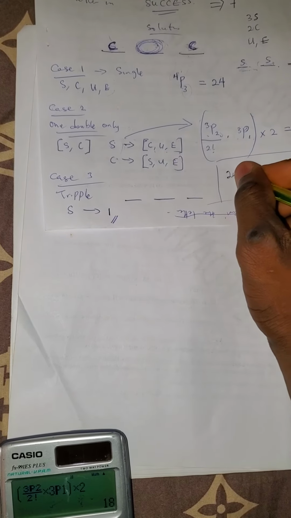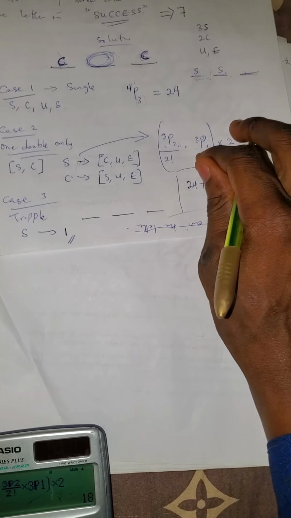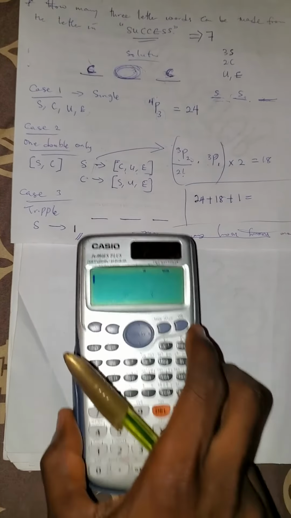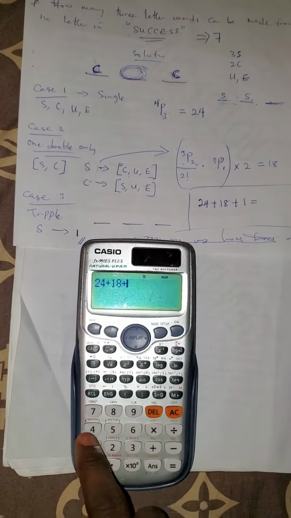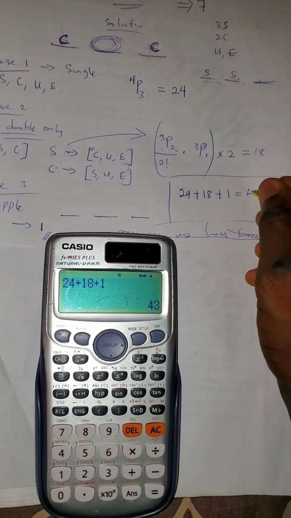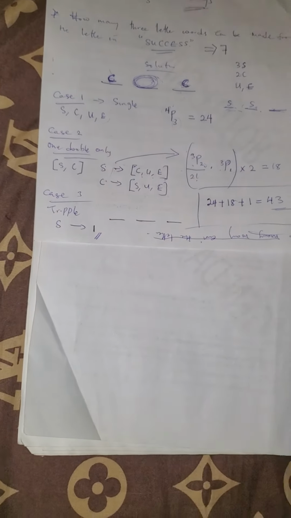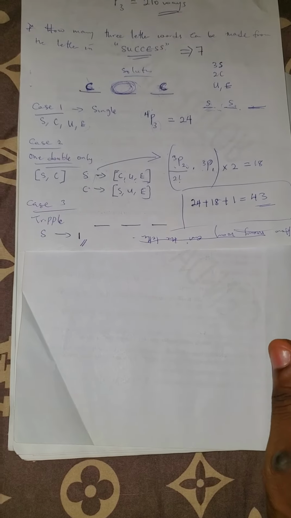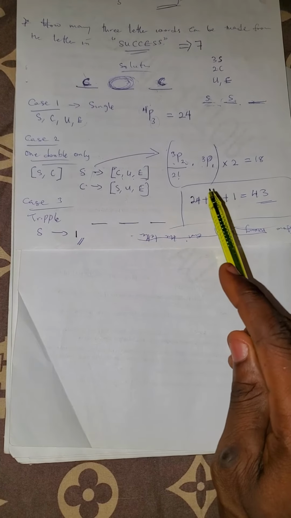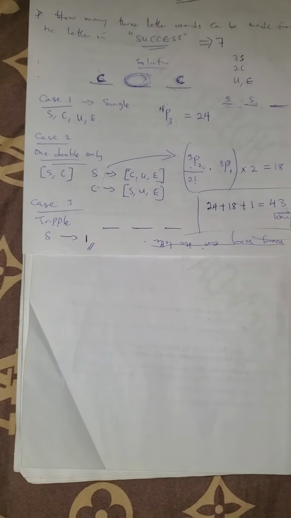So the summation will now be the first value, that's 24, plus 18 plus 1. So the answer is 43. And last question: the total number of ways at which 3-letter words can be made from this word is 24 ways.